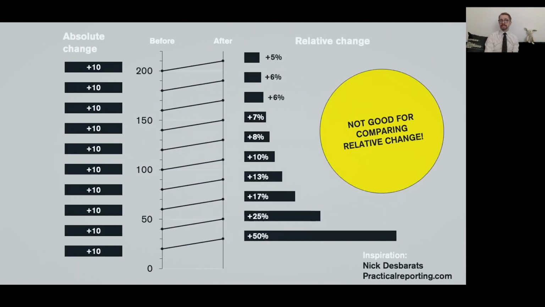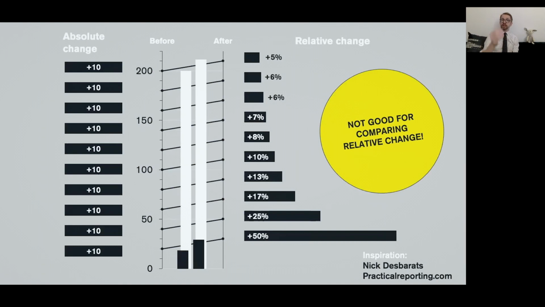If I had done the same thing in bars, it would be very different. Your perception would be that the long bars have a much smaller relative change than the black bars.